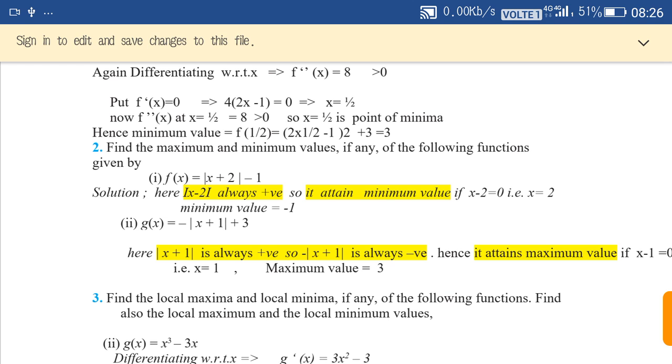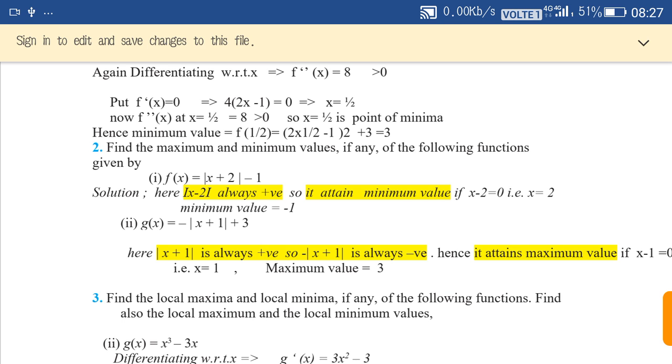So minimum value will be equal to, you put here x is equal to minus 2. Here x plus 2 is there, so in question, so write it, x plus 2 is always positive, so it attains minimum value at x plus 2 is 0, so x is equal to minus 2. There is mistake of sign, so you correct it. Minimum value will be obtained minus 1.